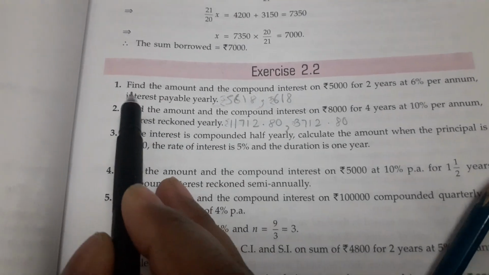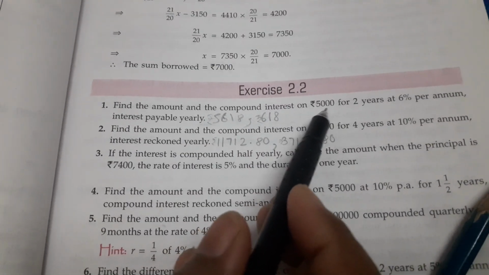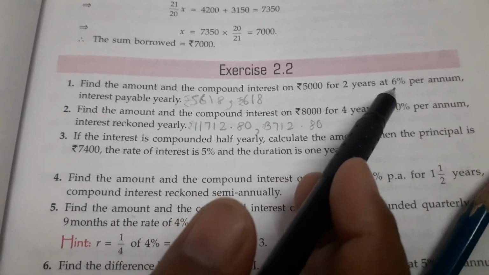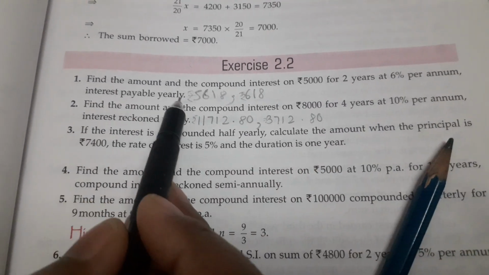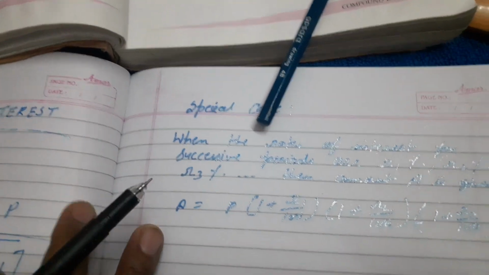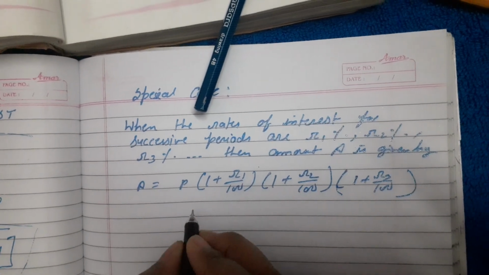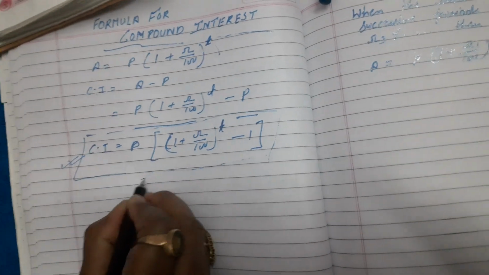Please show the question. Find the amount and the compound interest on rupees 5,000 for 2 years at 6% per annum, interest payable yearly. If you want, you can verify this question by using the previous method of simple interest, but now we have decided that we are going to solve the sum with the help of the compound interest formula.